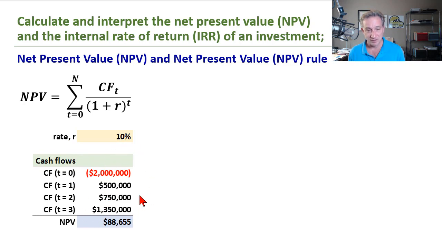So the example here is a project where we, as a company, have the opportunity to invest $2 million. You can see time zero immediately, and then it's going to pay for what we expect then is a future stream over 3 periods of 500, 750, and then 1.35 million at the end of the third period.